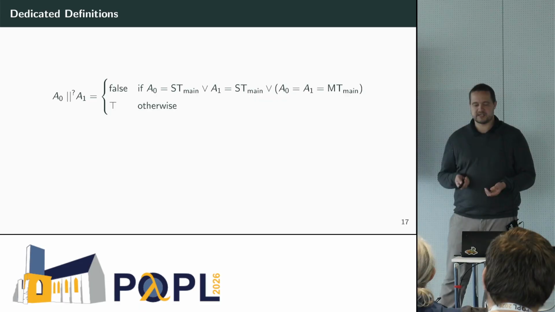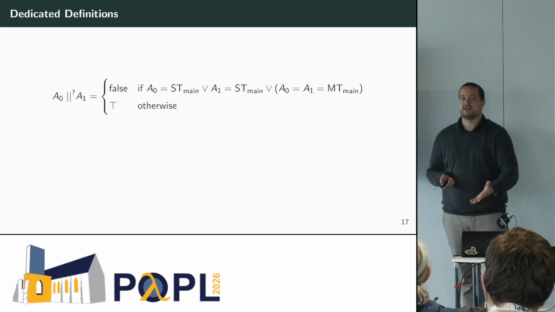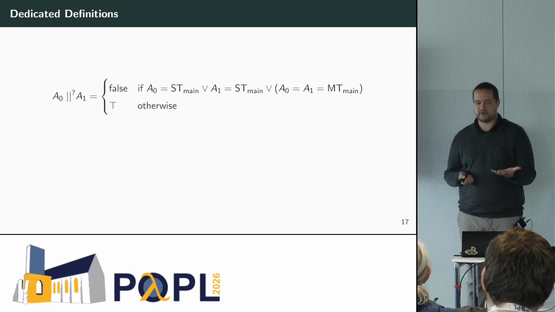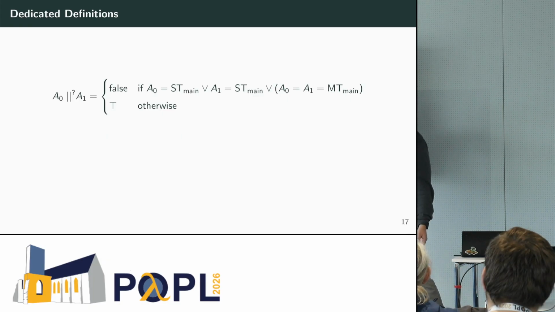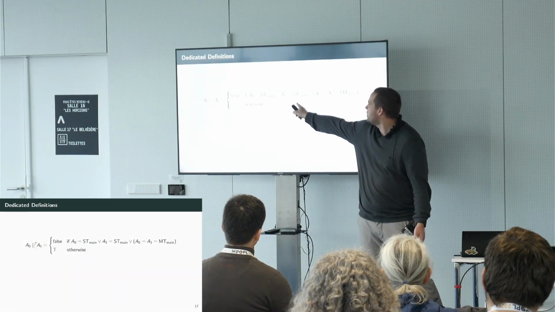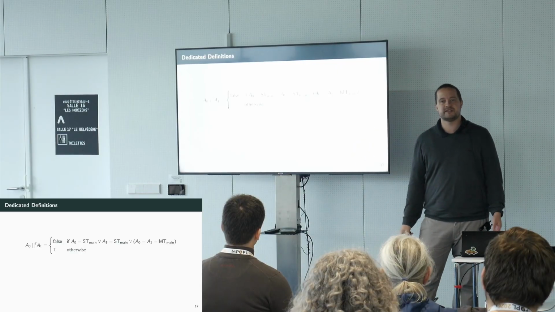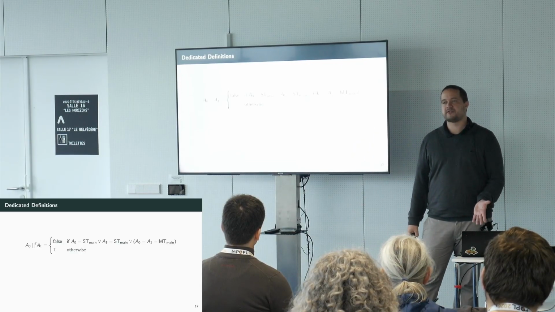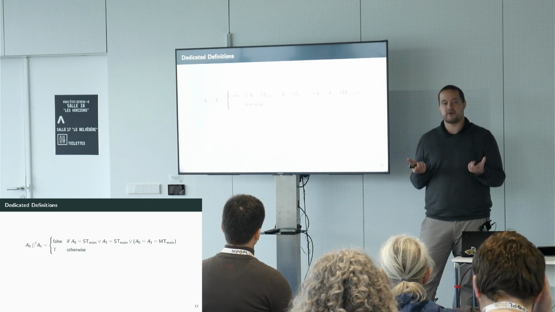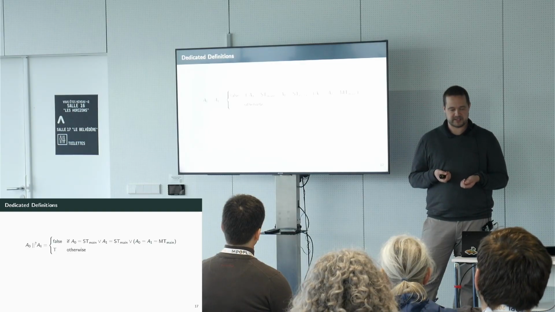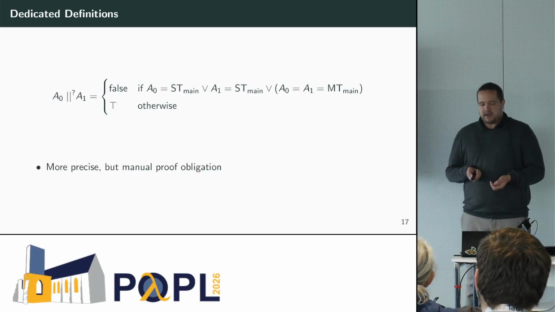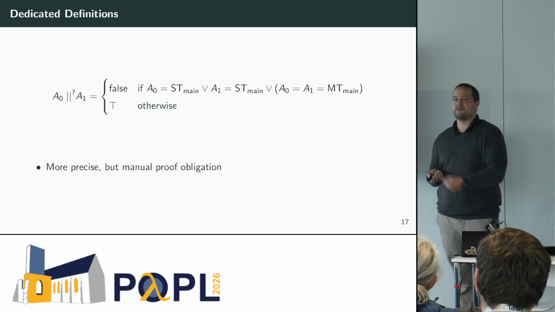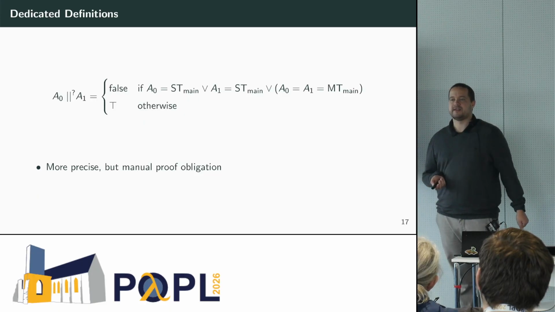And what we actually want is to give a dedicated definition here that exploits all the information that we have in our thread ID domain. For example, the first part says that accesses with thread ID st main are never involved in any races. And the last part says that if both accesses happen by the main thread but already in multi-threaded mode, then they can also not be racy. This is a dedicated definition that captures more of the things you want to capture. The downside here is that, of course, now I will have a manual proof obligation. So now I will have to show that this actually implies that there will be no races.